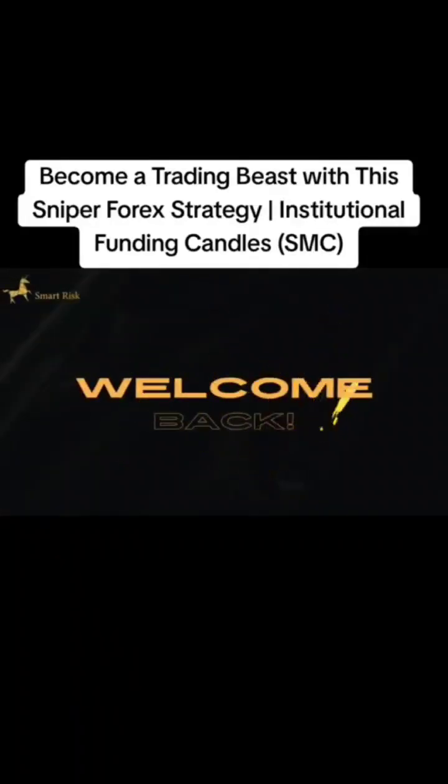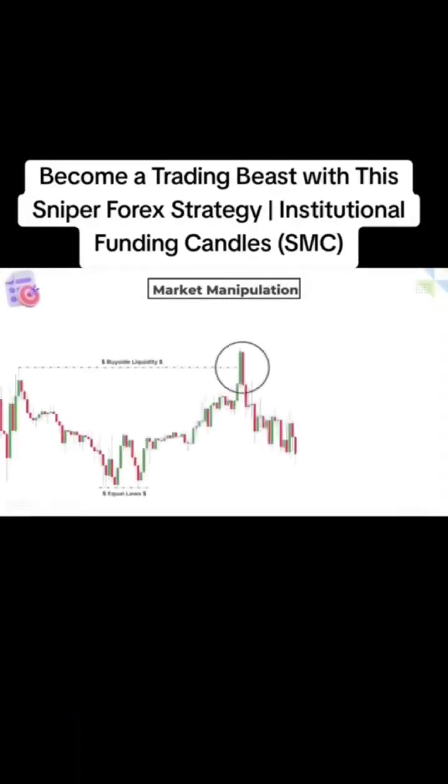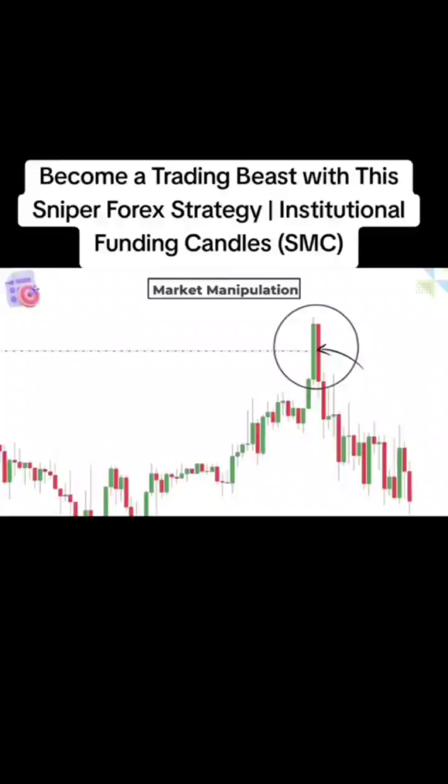Welcome back, traders. So, let's get started. We all know that market manipulation exists, and will always exist. Institutions and smart money are often the driving forces behind this manipulation, which causes losses for many retail traders. But here's the key. The market is fractal, and smart money cannot completely hide its footprints. As a smart money trader, your goal is to spot these footprints to align yourself with institutional money rather than being on the opposite side, which often leads to losses.